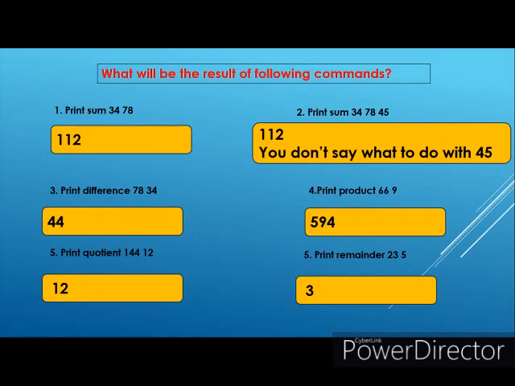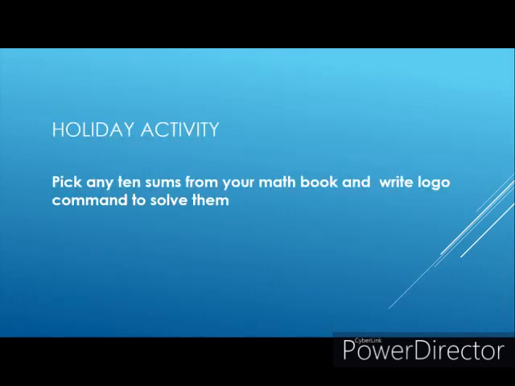Question number 6. Print remainder 23 5. See, the keyword remainder returns the remainder. So when we divide 23 by 5, the remainder will be 3. So the answer is 3. Okay. Do you finish?